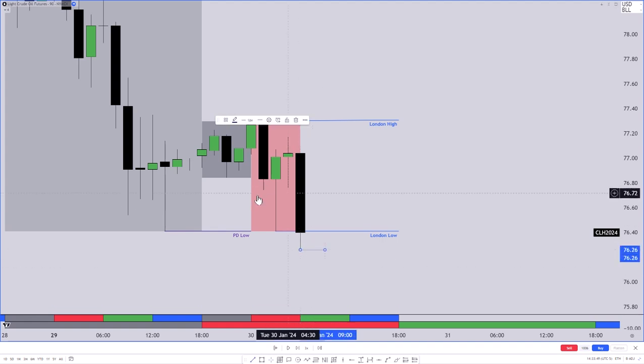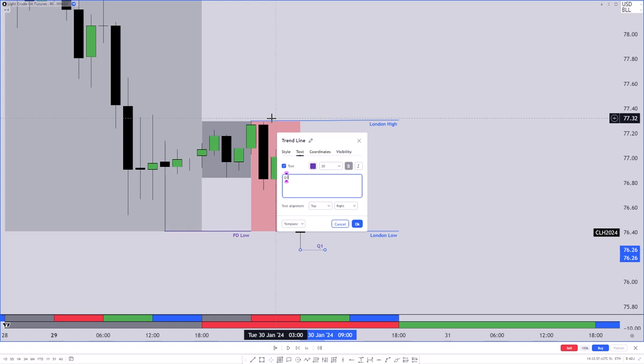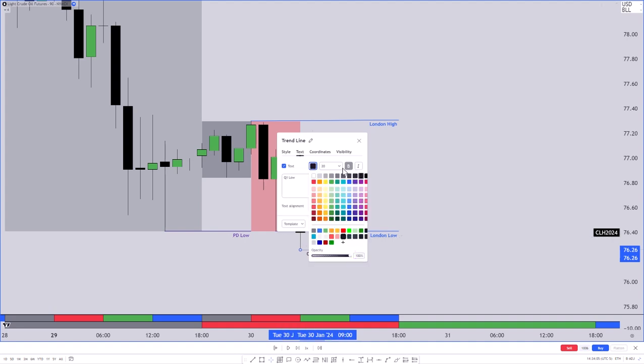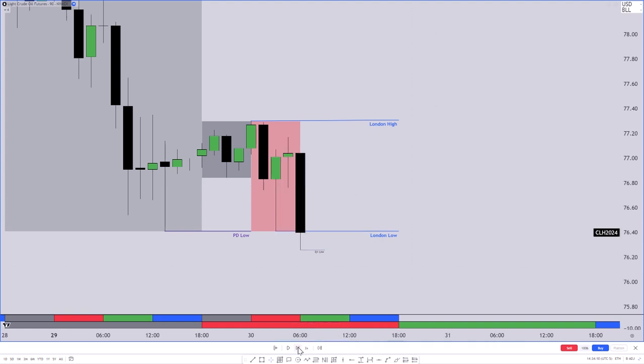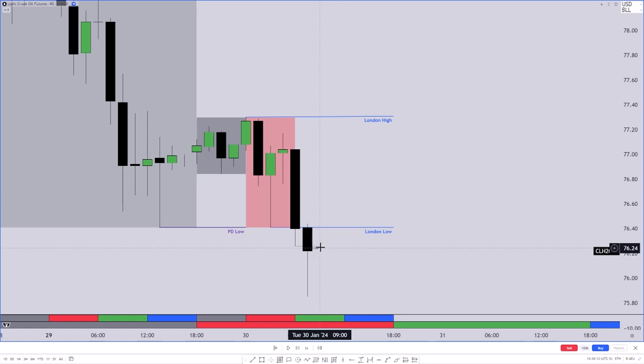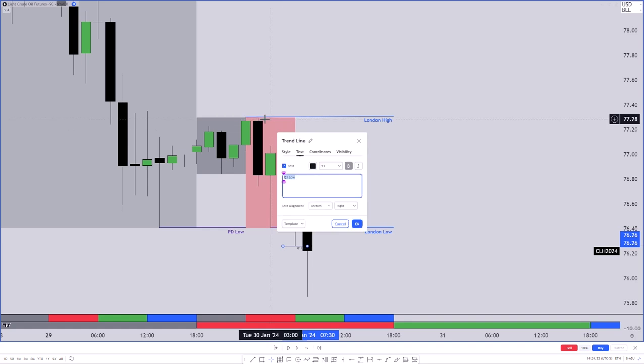Okay, then Q2 needs to sweep the Q1 low, right? So we can say this is Q1 low. To place it at the bottom like this, then let's see, it does just right that. So now the price has swept the London low, the previous day low, and the Q1 low. Those are 3 sell sides that you want to see price sweep, right?